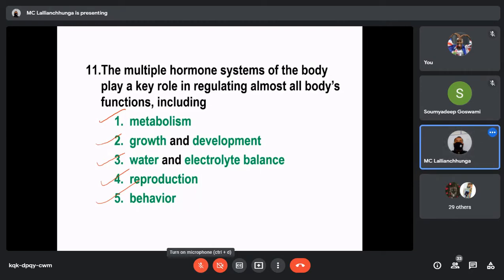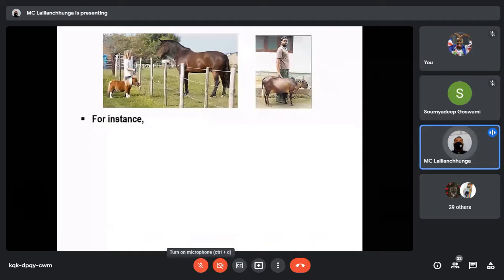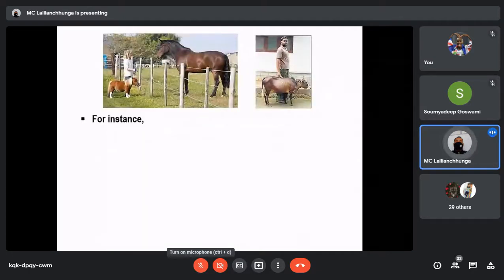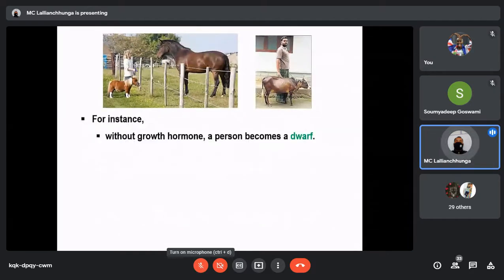Here you can see, for example, how they are controlling all these functions. I'm just giving a few examples only. For example, without growth hormone, a person becomes a dwarf. I have given you here animals. In the first diagram you see a horse. We have two horses. You see, there is lack of growth hormone during development. The second horse is the normal one, and this is a dwarf.